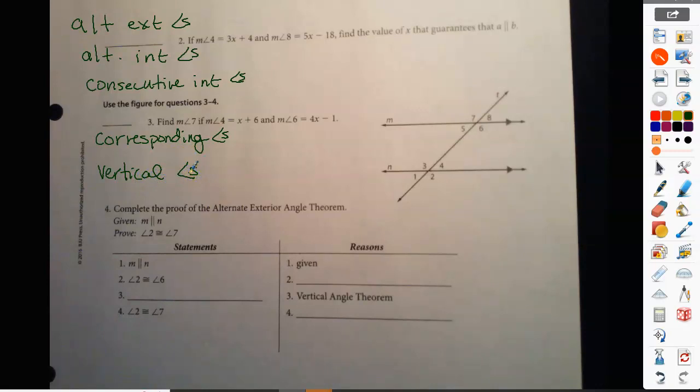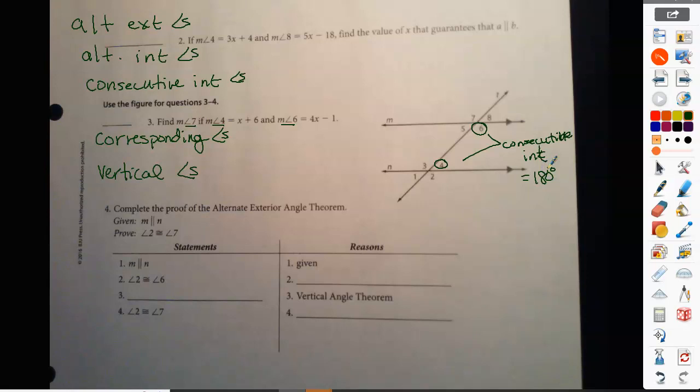Okay. All right. So here on number 3, it says find the measure of angle 7 if we know the measure of angle 4 and the measure of angle 6. Okay, well, here's angle 4 and here's angle 6. So what's their relationship? What kind of angles are they? Okay, these are the consecutive interior angles. All right. So what do you know about consecutive interior? All right. So they equal 180. Perfect.